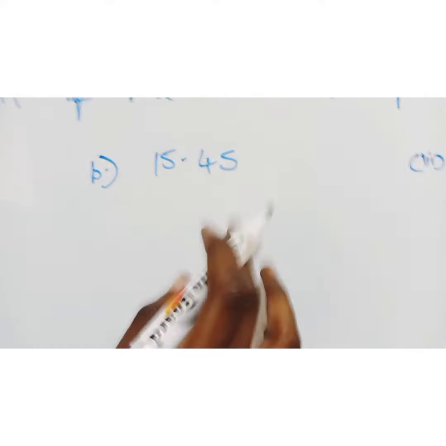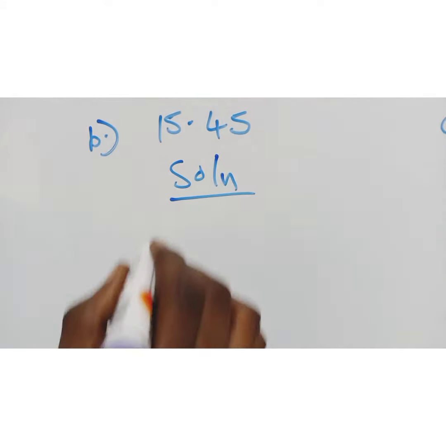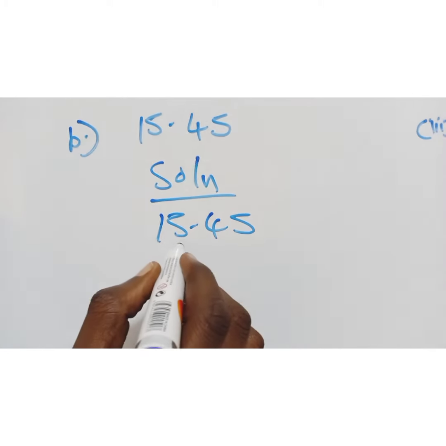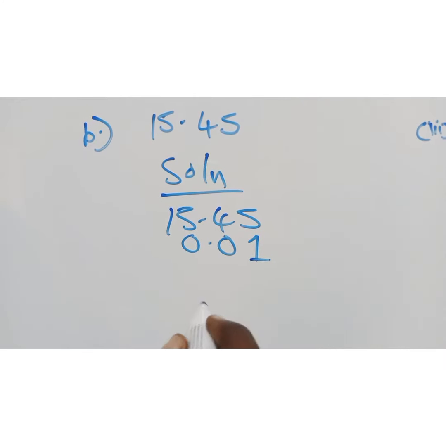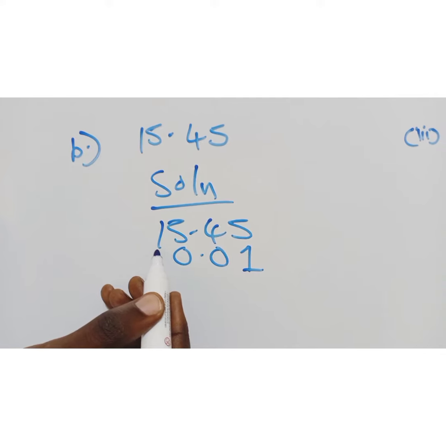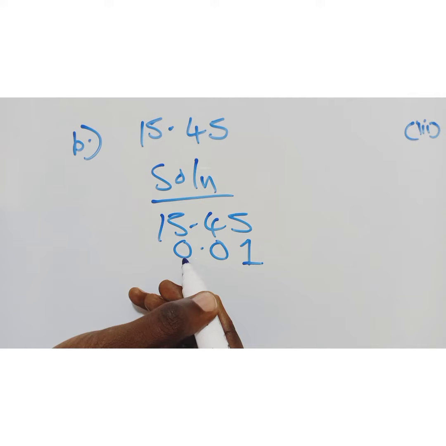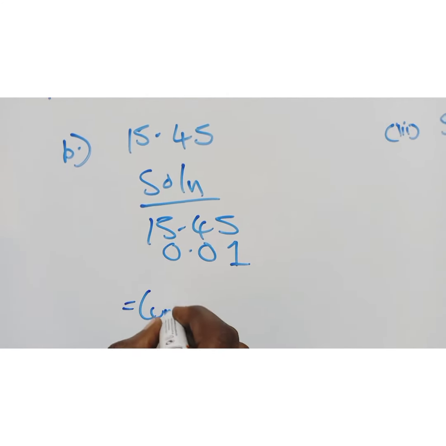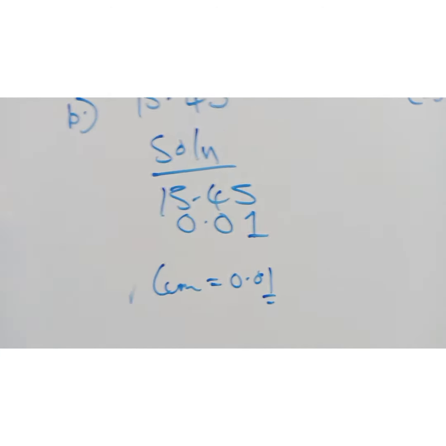We have 15.45. Solution here. We'll write our 15.45, and I've said if you're dealing with decimal places, you put a 0. So I'll put a 0 here, point, I'll put a 0, then I'll put my 1. Always end with a 1, but these should always be zeros. But avoid having the first number being a 0. Doesn't make sense, 0.01. No. Always one 0 before the point. So LUM here is equal to 0.01, least unit of measurement.